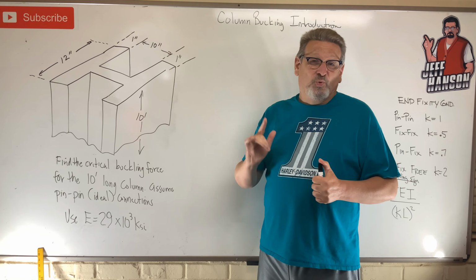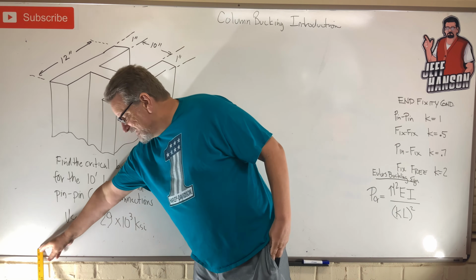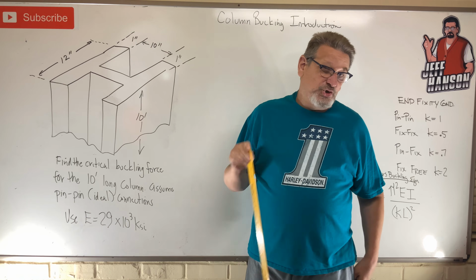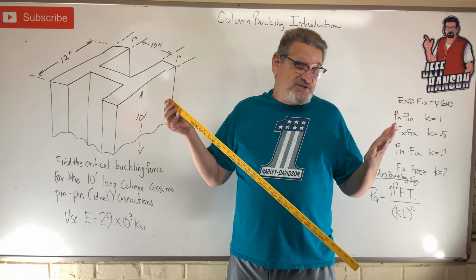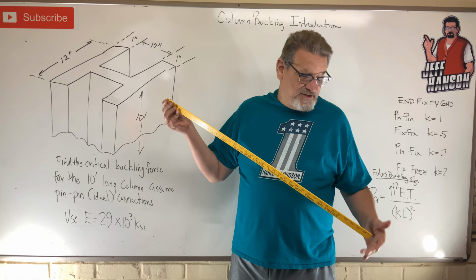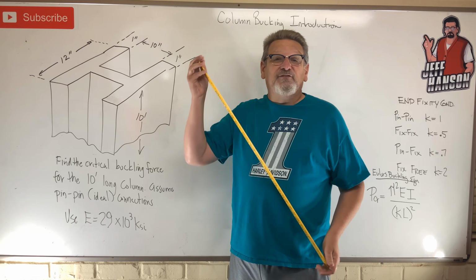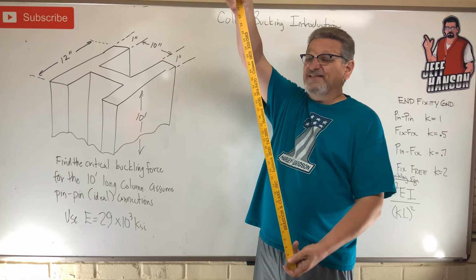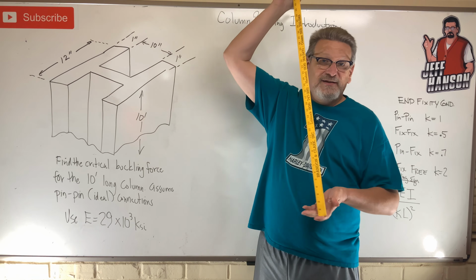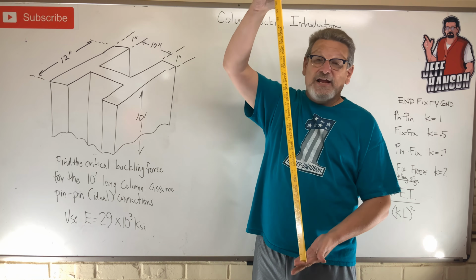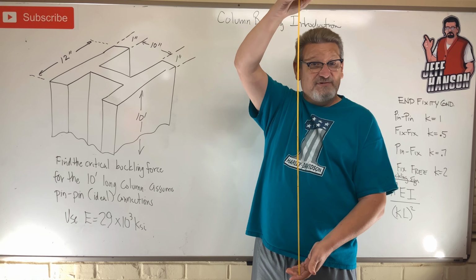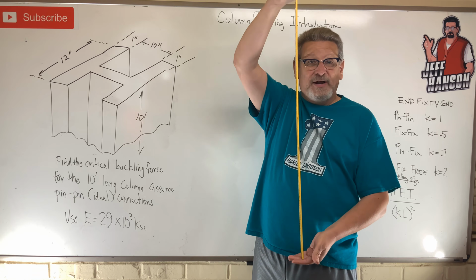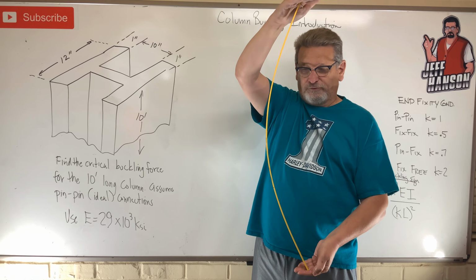Let's start off with number one, and that is the difference between a long column and a short column. All the problems that you're going to see in your book are going to be long column, because long columns buckle in a different way than short columns do. This yardstick is what I consider a long column. It's long, it's skinny, and when I mash on it, look how it buckles.